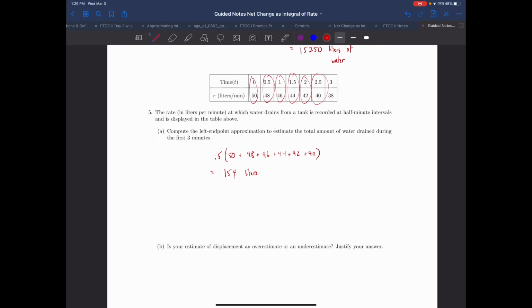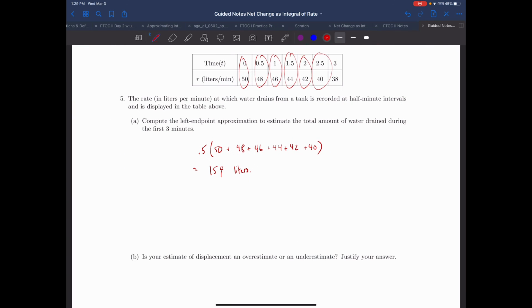Now, the next question is an extension of that one. So 5b says, is your estimate of displacement an overestimate or an underestimate? And we don't have a function exactly, but I do know this from those points. So here's a bad sketch of what's going on with that. At 0, I have 50, then 48, then 46, 44, 42, 40, and 38. So the function is decreasing like that.